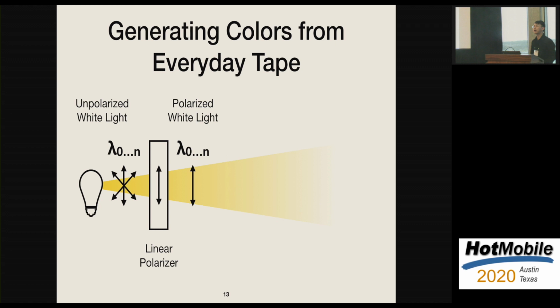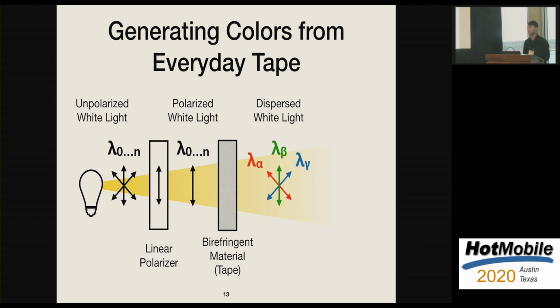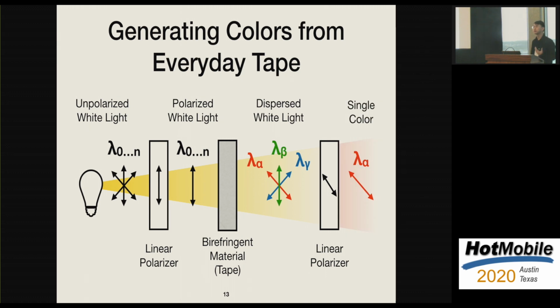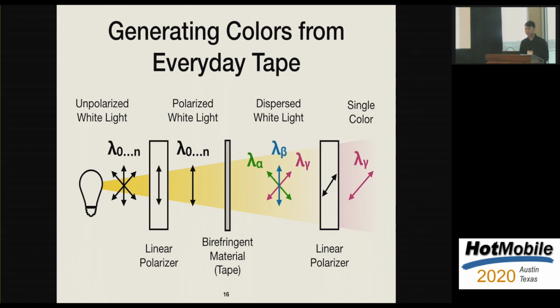After we get polarized white light, how can we generate colors from everyday tape? We add the birefringent tape in. Similar to a prism that splits light into different spatial directions according to wavelength, the birefringent material, like everyday transparent tape, will disperse the light into different polarization directions. After this, we have dispersed white light, which means in each polarization direction there is only one single color. If we add another linear polarizer after this, we can perceive the single color. Of course, if we change the direction of the second linear polarizer, the color will change. The interesting phenomenon here is, if we change the thickness of the transparent tape, the color will also change. And if we change the orientation of the transparent tape, the color changes as well.